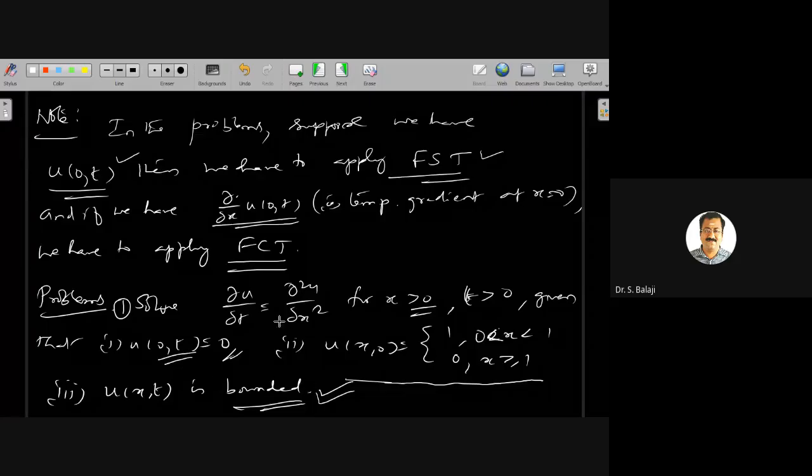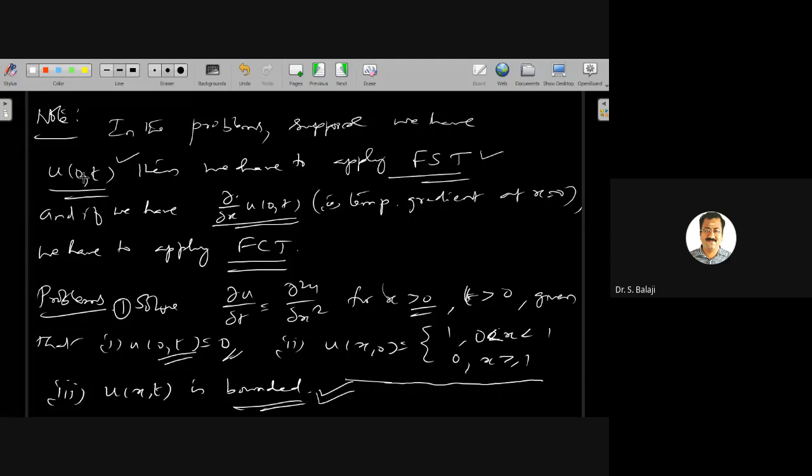You see that this is the one-dimensional heat equation. Already you know that here x is greater than 0, from 0 to infinity. Therefore, you have to apply the Fourier sine or cosine transform, depending on the condition. Given u of 0 comma t equal to 0, u of 0 comma t is given, therefore you have to adopt the Fourier sine transform, the infinite Fourier sine transform, on this equation.